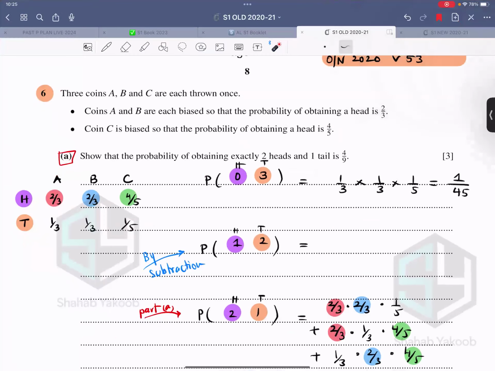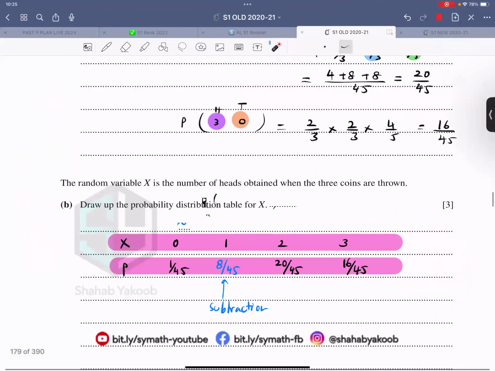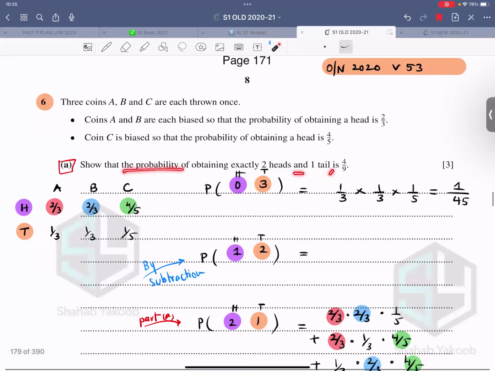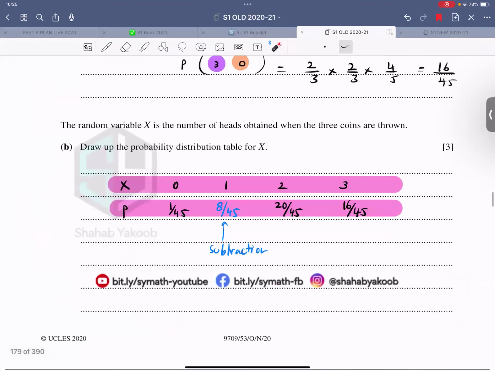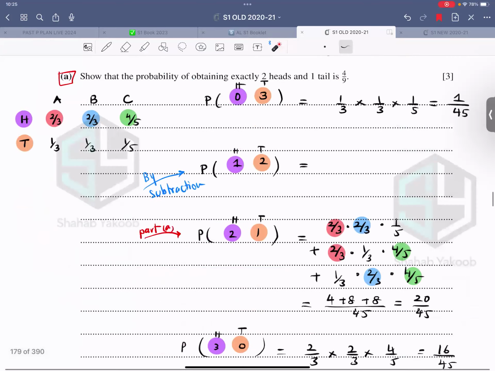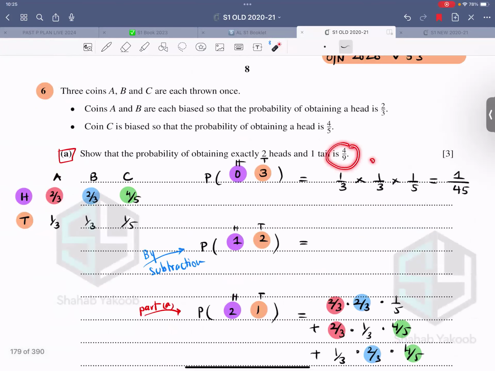So now over here, it says show that the probability of obtaining exactly 2 heads, 1 tail is 4 over 9. Let me read further. The random variable X is the number of heads obtained when 3 coins are thrown. So it's about throwing all 3 coins. And the first part is also about throwing all 3 coins. That is why it's asking for head and tail. Draw up the probability distribution table for X. So basically, I want this thing, and the examiner is doing me a favor of showing this part. So I can do the whole thing in one shot and then tell the examiner that the part that you have asked for is right over here.